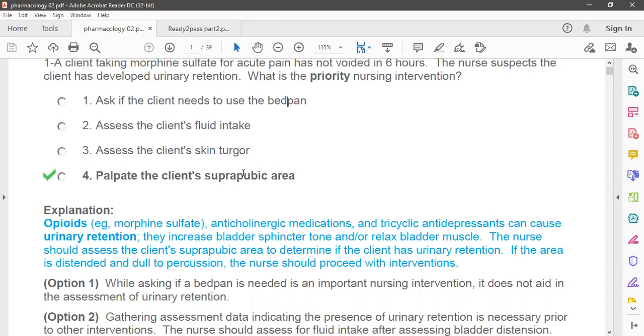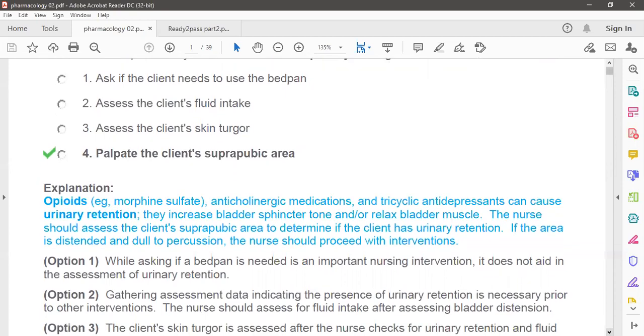Palpate the client's suprapubic area means assessment. We have to make sure my patient has developed retention of urine. How can we check it? Just palpate the suprapubic area to check for retention of urine. Out of these four, according to the key point, morphine and retention of urine, the priority is number four, the best option for assessment of my patient.